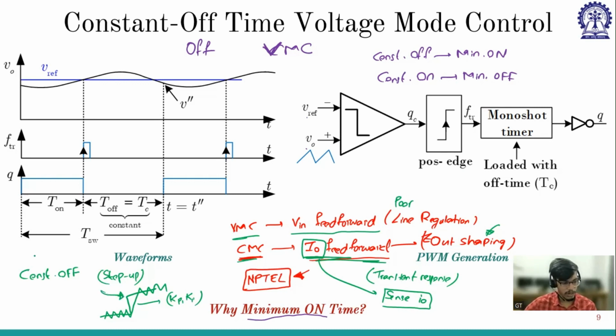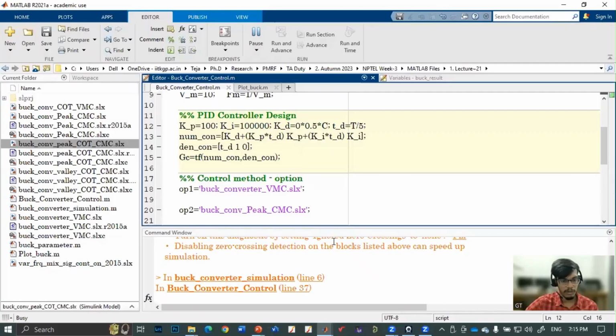Similarly, in constant on time, we'll check the step down. So step down will be superior, and the inductor current should follow like this. This I will not be showing; I will only be showing the step up response. So let me check if my MATLAB is still working.